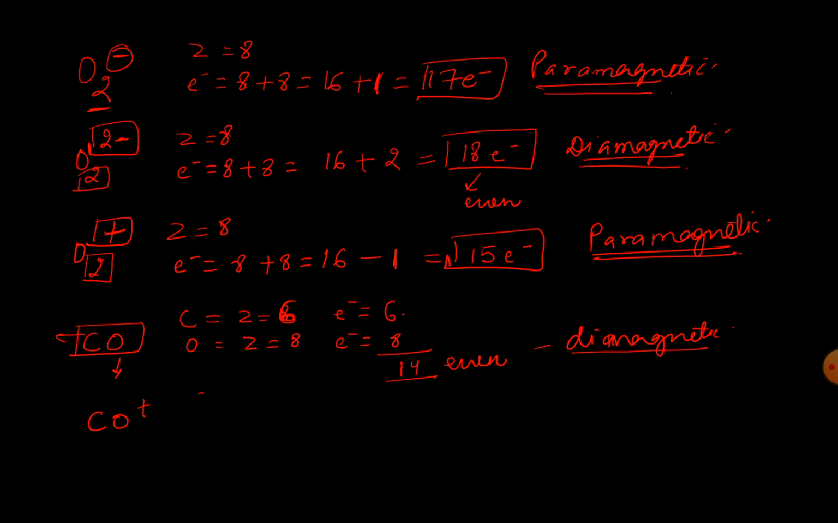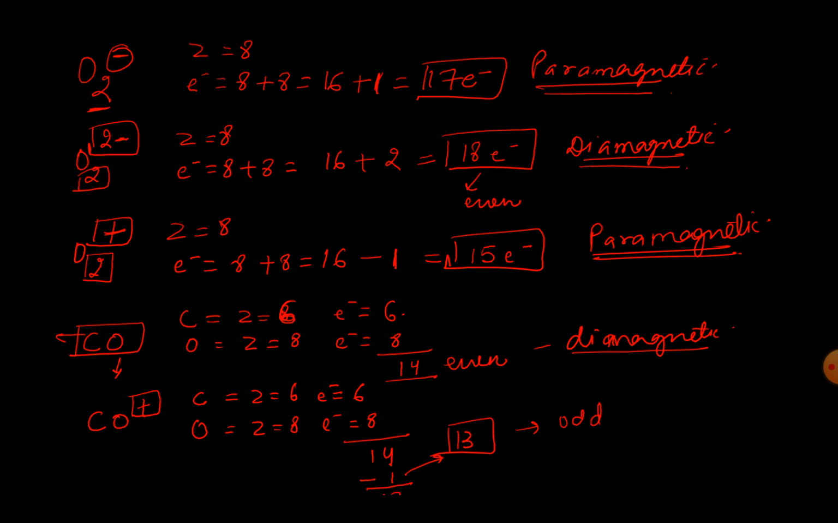Now suppose it was CO positive. For carbon, Z is equal to 6 and electrons are also 6. For oxygen, Z is equal to 8 and electrons are 8. So that comes out to be 14. But do not miss out this positive charge. It means 1 electron has been lost. So what is the total that we are getting? 13. So 13 is an odd number of electrons. It means that it is paramagnetic in behavior.